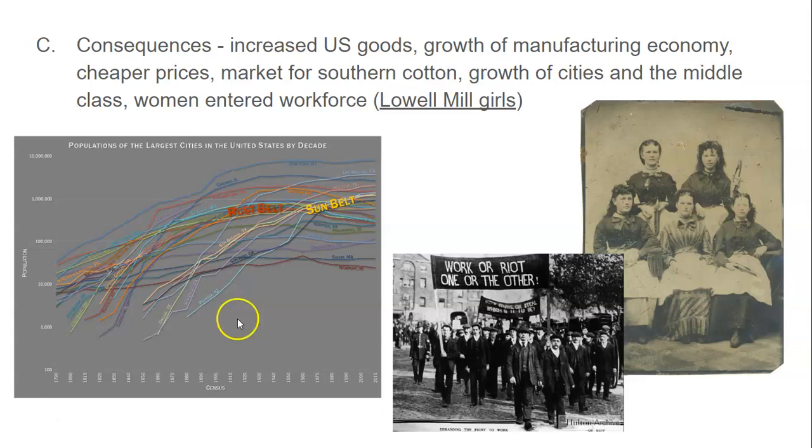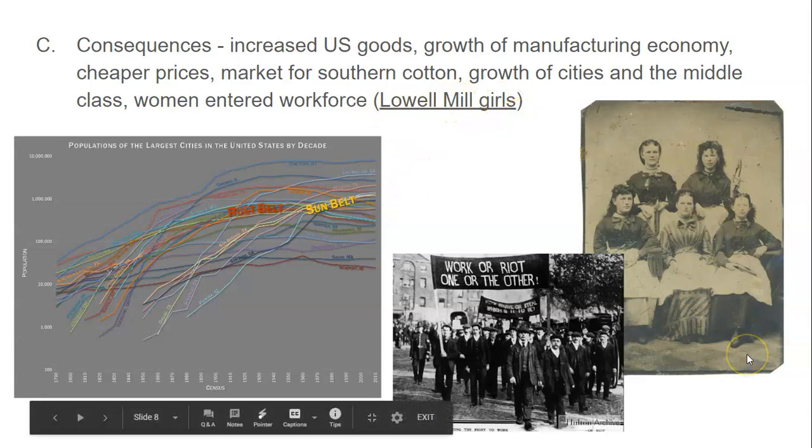Okay, and then lastly, a lot of these people working in factories are women, and they're young women, unmarried women who need to help their families make some money. And so they're moving from their houses to go live in these cities and work in these factories. And the most famous of these women were known as the Lowell Mill Girls. And here's a picture of them right here.